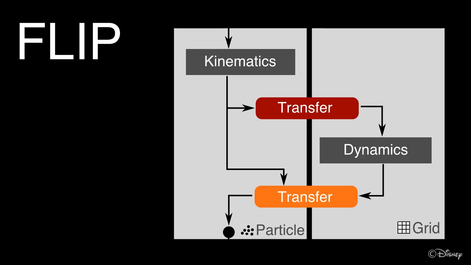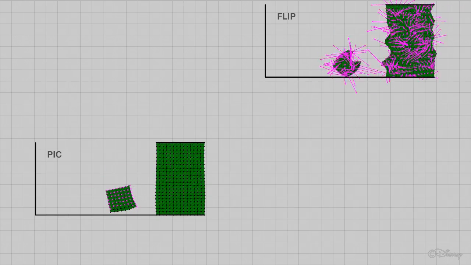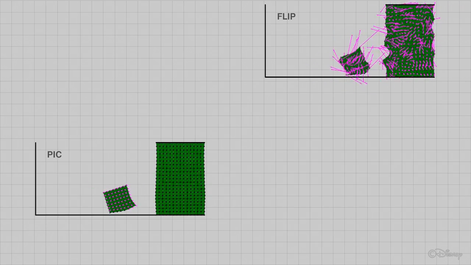FLIP alters the transfer by not acting as a strict filter and instead uses an incremental update. While this removes damping, the non-physics corrected particle modes lead to ringing instabilities. Note the particle velocities depict these modes.